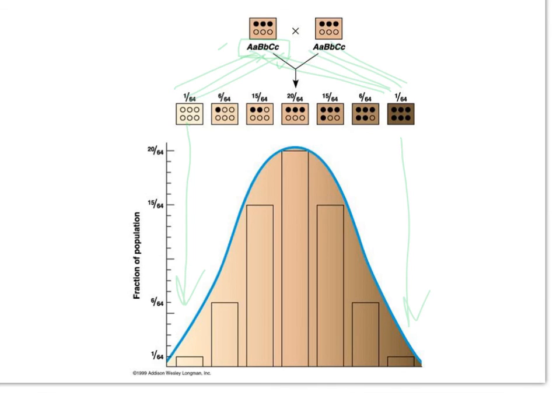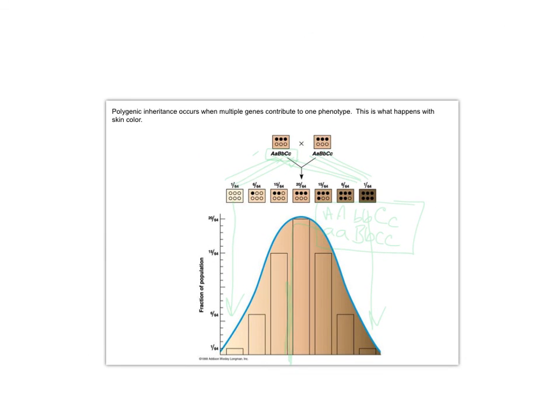But the chance that they'll have some variation, so they may have capital A, but they might have lowercase b, lowercase c, capital C, lowercase c, or they could have lowercase a, capital B, lowercase b, lowercase c. Hopefully you see that if these alleles are all contributing to the same trait, then these individuals are going to share the same phenotype. And this is polygenic inheritance.